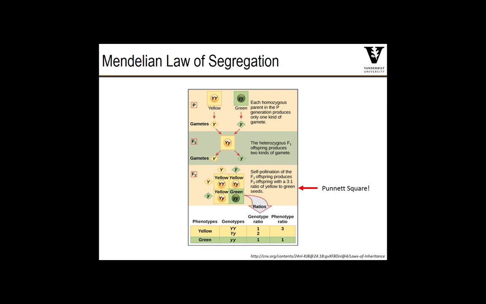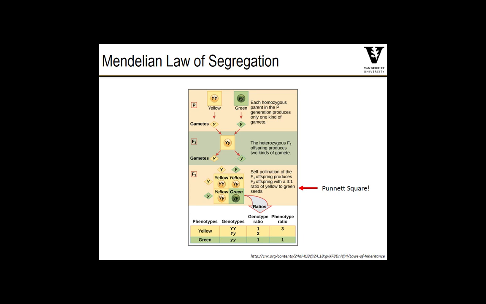So here you end up with the exact ratio that we just talked about, where 25% of the time you have a YY, 50% of the time, so 25 here and 25 here, you end up with capital Y, lowercase y, and 25% of the time you end up with yy. And this genotype pattern can completely explain the 3-to-1 ratio that he saw. Is everyone following that? Cool.